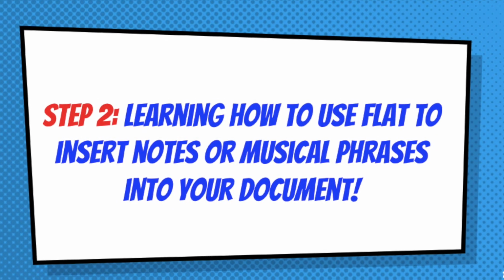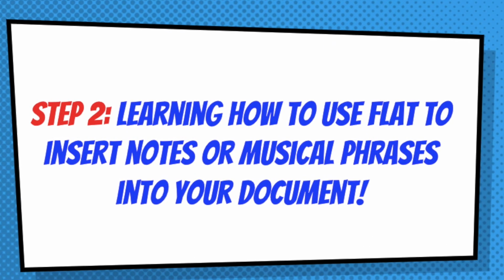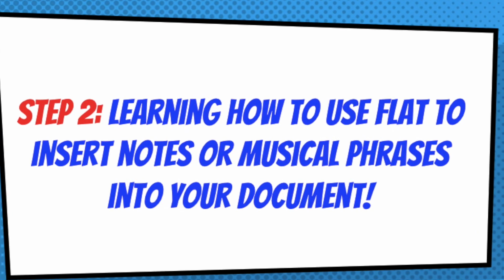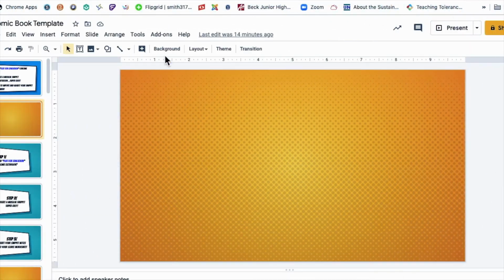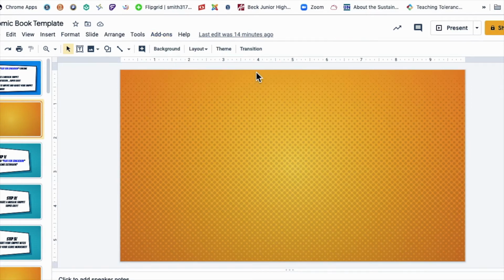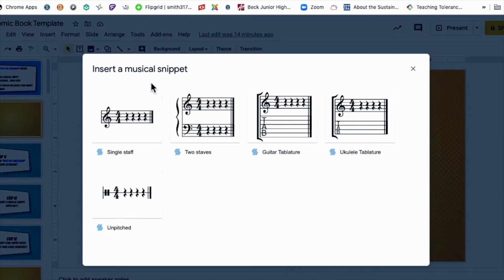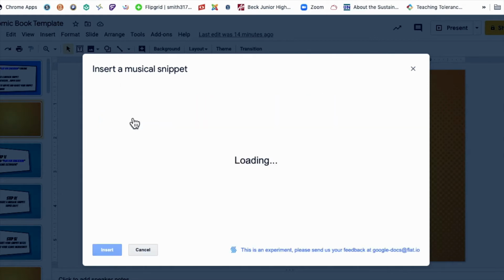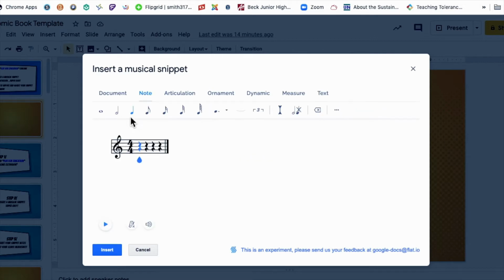You'll want to head back to Add-ons, and you will now notice that you have Flat for Docs, Insert Musical Snippet. Once you click on the snippet, you will see this window. For this assignment, we simply want to use the single staff. So we're going to click on that.